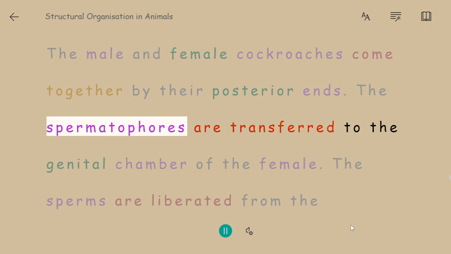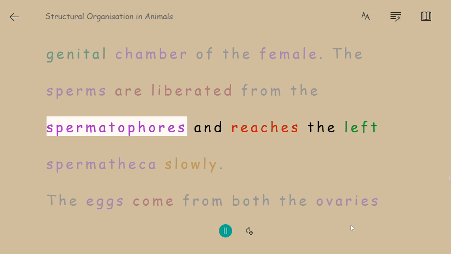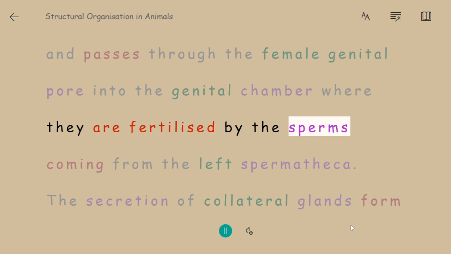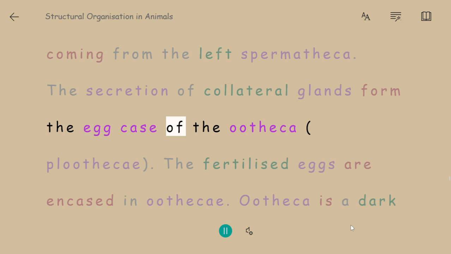The sperms are liberated from the spermatophores and reach the left spermatheca slowly. The eggs come from both the ovaries alternately into the common oviduct and pass through the female genital pore into the genital chamber, where they are fertilized by the sperms coming from the left spermatheca. The secretion of collateral glands forms the egg case, the ootheca. The fertilized eggs are encased in oothecae.